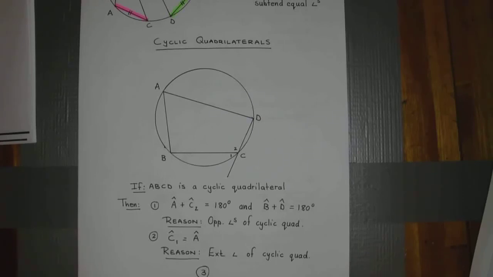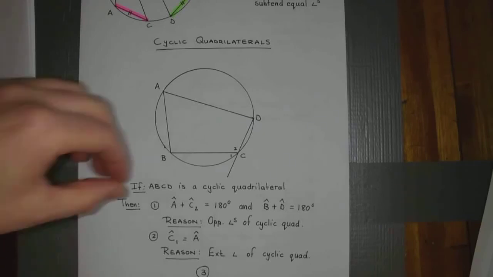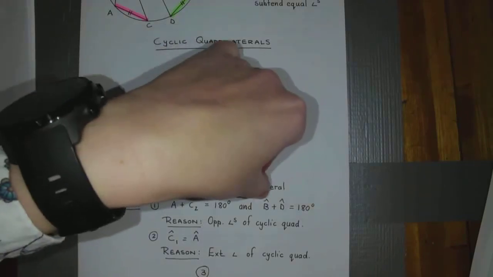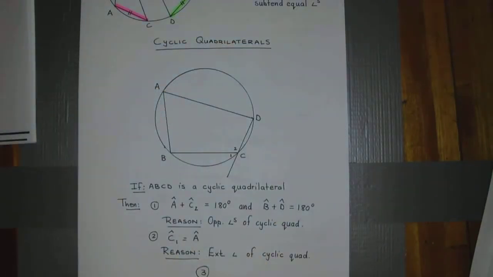If the 4 points are not given on the circumference of the circle, then you have to first prove it's a cyclic quad. But if you know the 4 points on the circumference, it's a cyclic quad. Properties of the cyclic quad, 2 properties. The opposite angles are supplementary. They add up to 180, always.